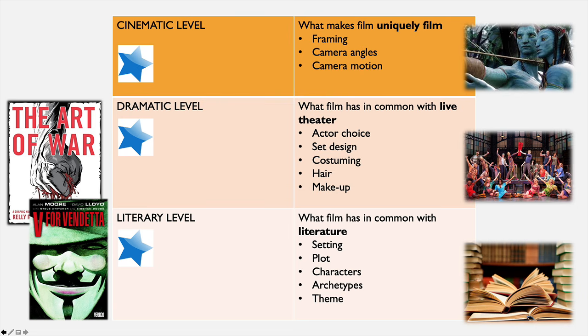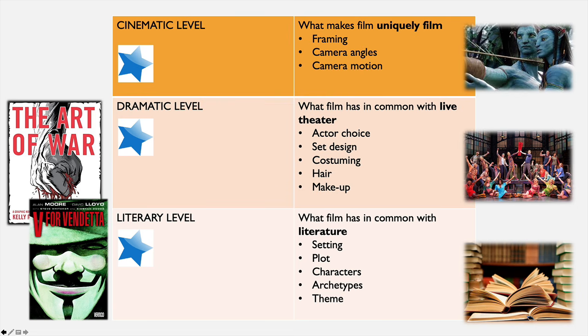In film class, we talk about the literary level. What does a film have in common with literature? Setting, plot, characters, archetypes, etc. But then as we start to take that book and make it visual, so perhaps in live theater, that's the dramatic level. And so the same thing happens with graphic novels.